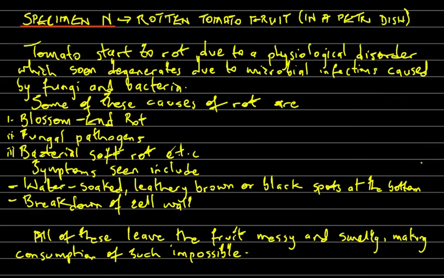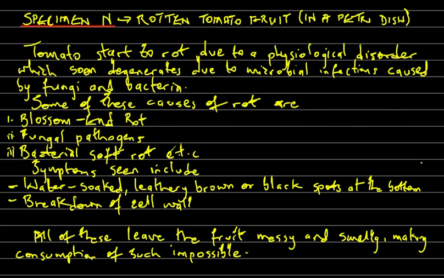When microbial infections like fungi and bacteria start to attack the crop, they can leave it messy. Some of these causes of rot include blossom end rot, fungal pathogens, and bacterial soft rot. The commonest symptoms you get to see are water-soaked, leathery brown or black spots on the crop and at the base of it.